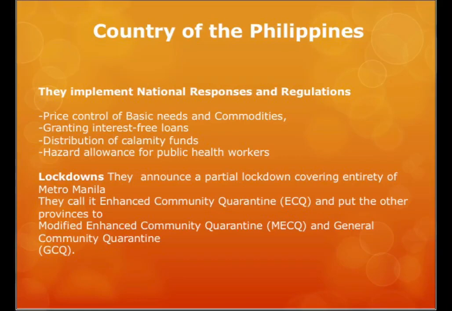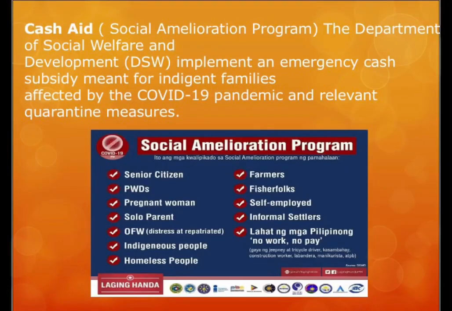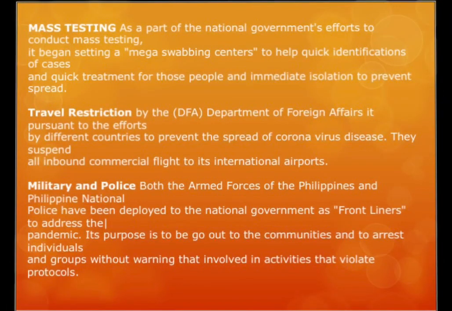General Community Quarantine GCQ. Cash Aid, Social Amelioration Program: the Department of Social Welfare and Development, DSWD, implement an emergency cash subsidy meant for indigent families affected by the COVID-19 pandemic and relevant quarantine measures. These are the other examples of how people respond to COVID-19: mass testing, travel restriction, military and police.